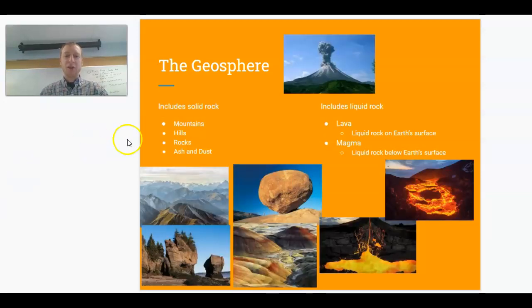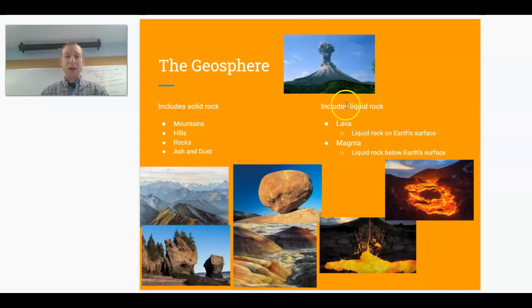Now, what does the geosphere include? The geosphere includes solid rock and liquid rock. So solid rock are things like mountains, hills, rocks, and also ash and dust. So when a volcano erupts, it doesn't just shoot out lava, it also shoots out enormous amounts of ash and dust and tiny rock particles. That's all part of the geosphere too, right? Because it's made of rock.